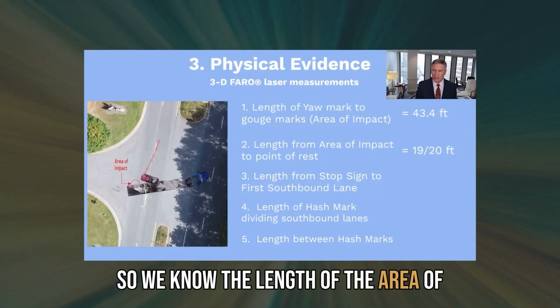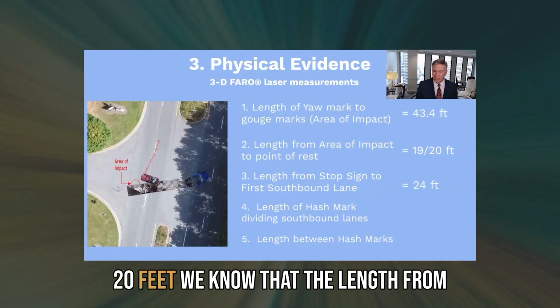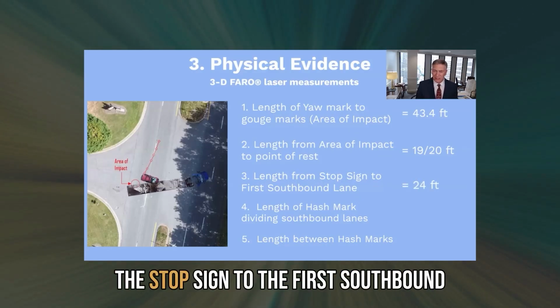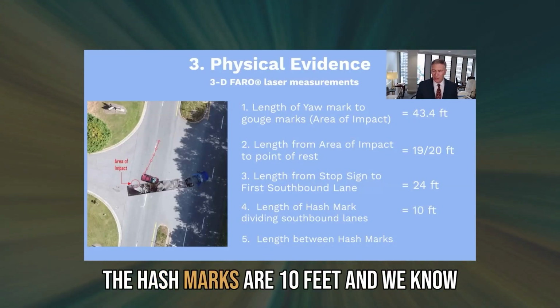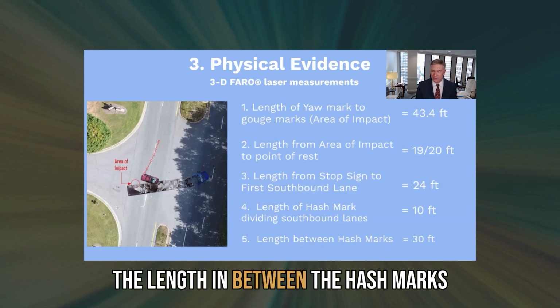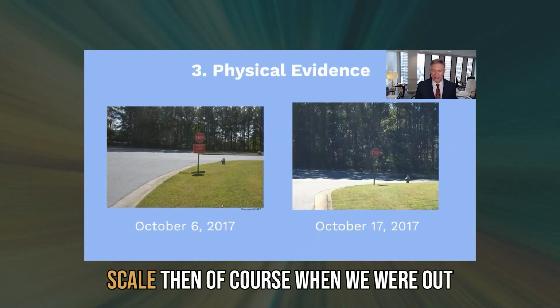So we know the length of the area of impact to the point of rest was 19 to 20 feet. We know that the length from the stop sign to the first southbound lane is 24 feet. We know the length of the hash marks are 10 feet, and we know the length in between the hash marks are 30 feet. So that helps to put it all in scale.